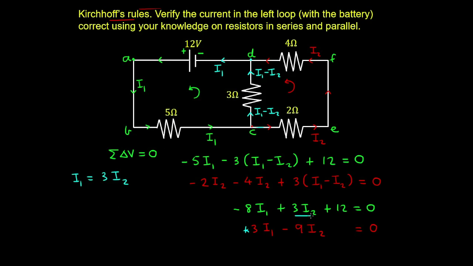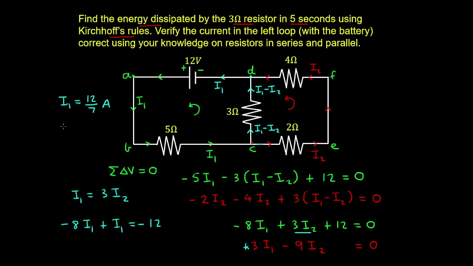And now if we substitute for 3I2 in this equation, we get minus 8I1 plus I1 is equal to minus 12. So therefore the current in loop 1 is 12 on 7 amps. So therefore I2, from this equation, is 1/3 of the current in loop 1. So that will be 12 on 21 amps.